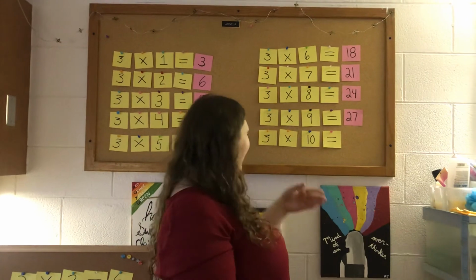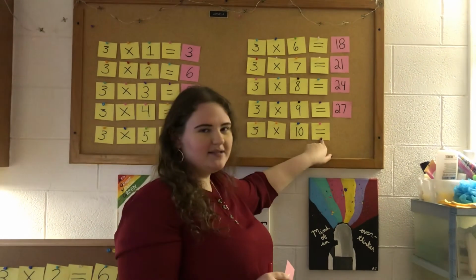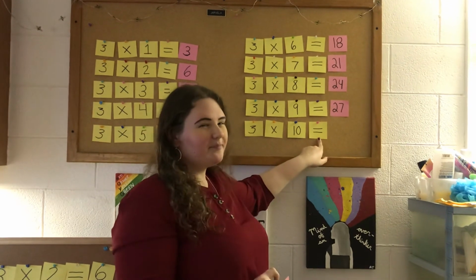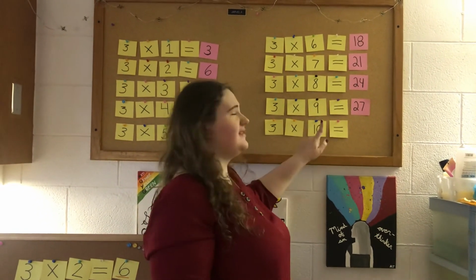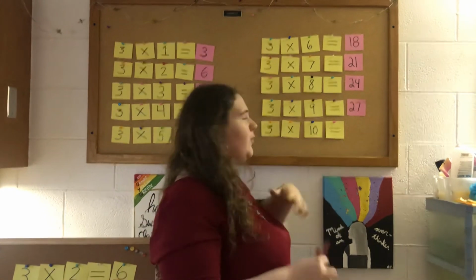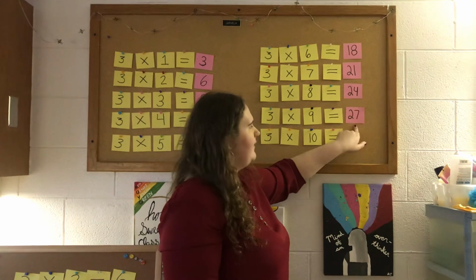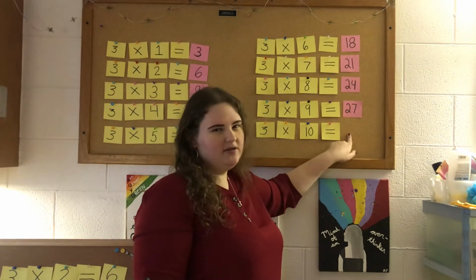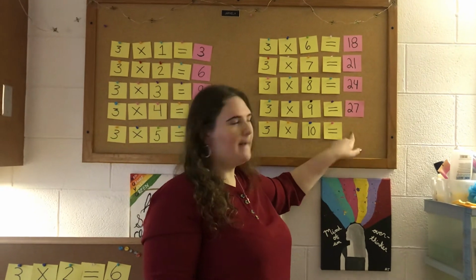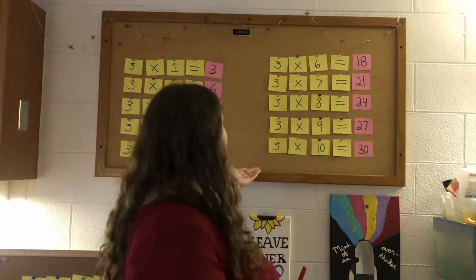All right. So we have 3 times 10 equals... That one's hard. That is hard because it's a double-digit number. But we're just going to do the same thing that we've been doing. So 27 plus 3 would equal... 30. Perfect. Now we have the 3 times table listed up here.